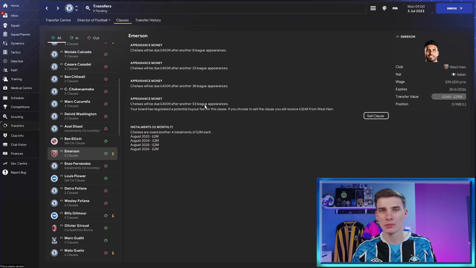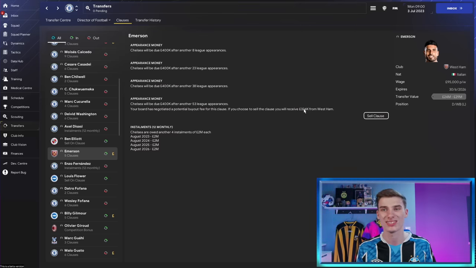After another 50 plus appearances for West Ham, we'll get another 400k from them for Emerson, or we can sell this upfront now for 324k, which is obviously less than the full price of a clause, but a lot of us, especially in the early years of our saves, would happily take this cash early on. It's going to take him a season or two to get that amount of appearances for West Ham, and that's providing he doesn't get injured or sold off.